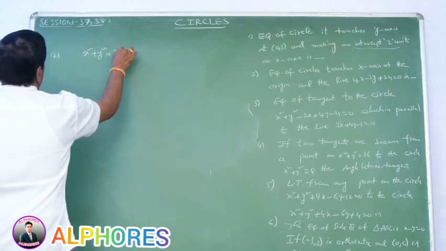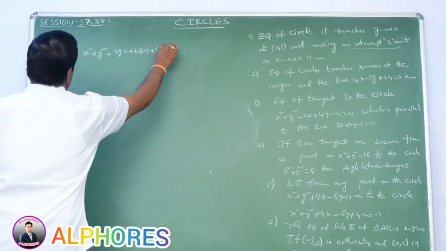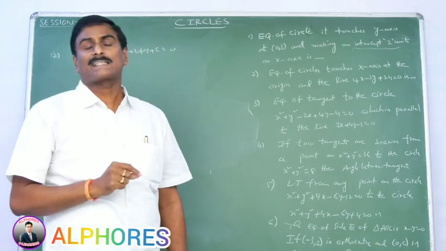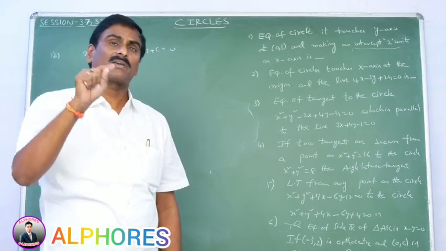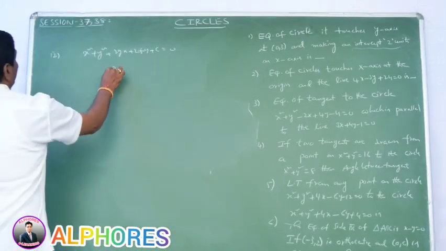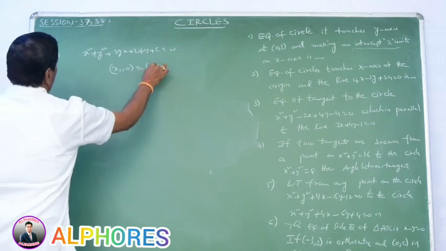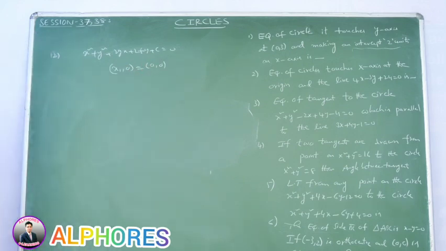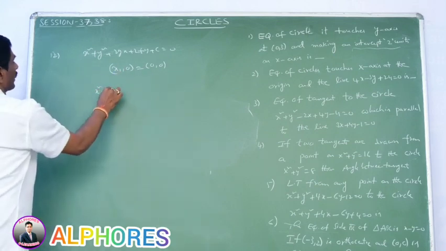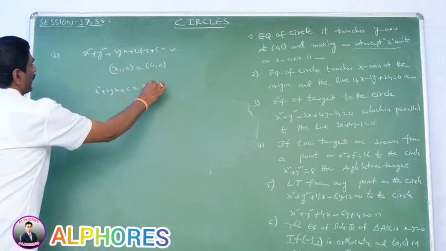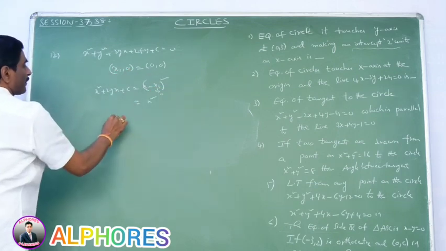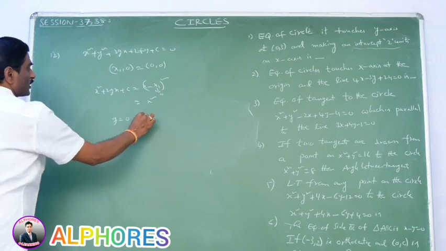x square plus y square plus 2gx plus 2fy plus c is equal to 0. The circle touches the x-axis at origin. If the circle touches the x-axis at (x1, 0), what is the condition? x square plus 2gx plus c is equal to (x minus x1) whole square. Here, the point (x1, 0) is equal to (0, 0). That means x1 is equal to 0. So, by comparing like terms on both sides, we get g is equal to 0, c is equal to 0.